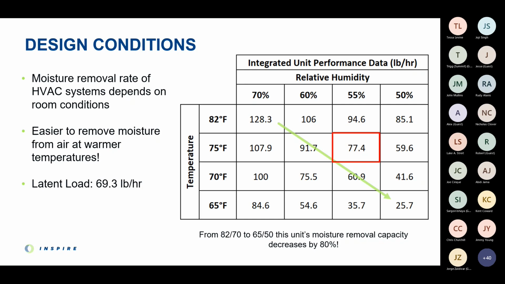But at 75-55, a reasonable condition to run a room at, this unit can do 77.4 pounds per hour, which meets our 69.3 pounds per hour requirement from our example. So this unit would probably be a pretty good fit at the right design conditions and has the capacity to meet that latent load. Now, in practice, this is done by software that has the performance data for every unit at various conditions to find the best fit for a given load.